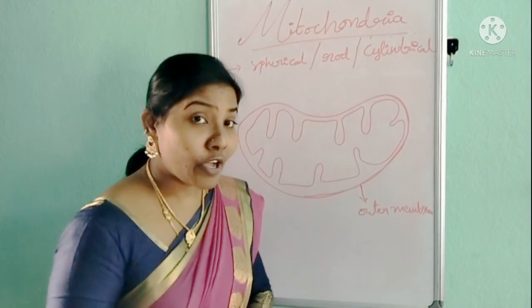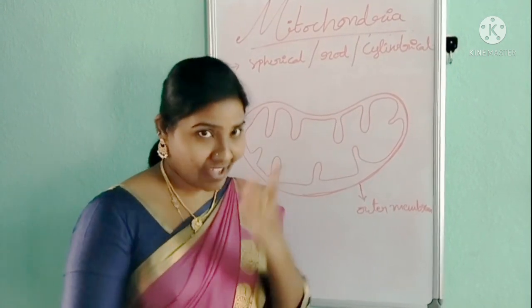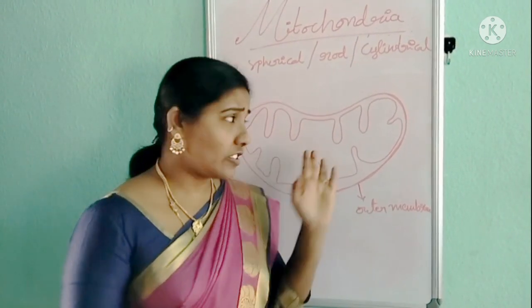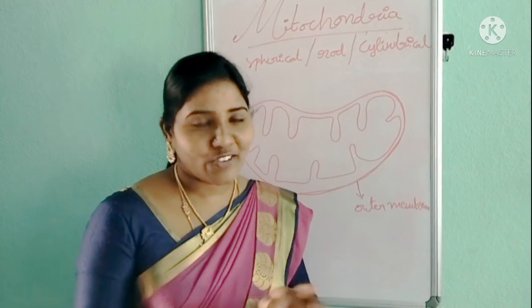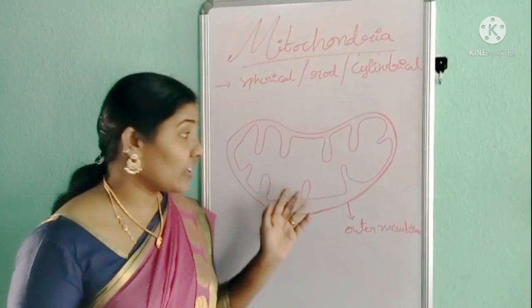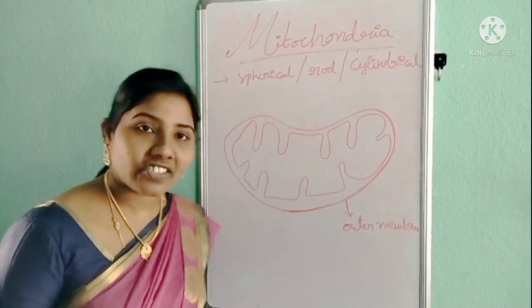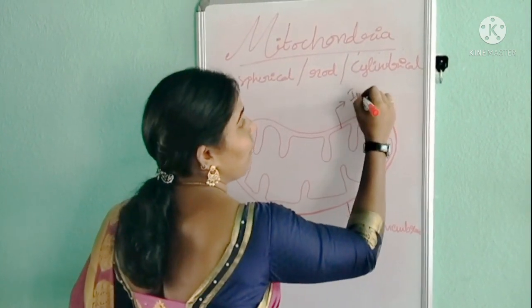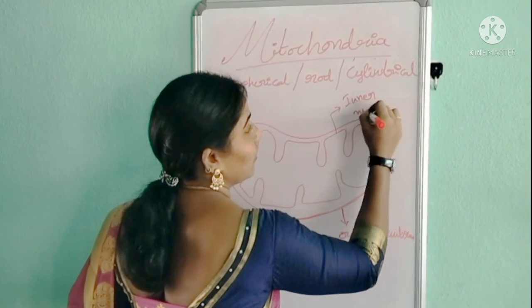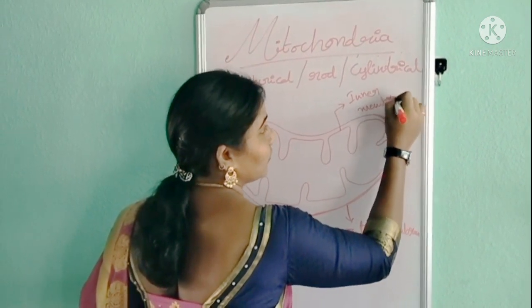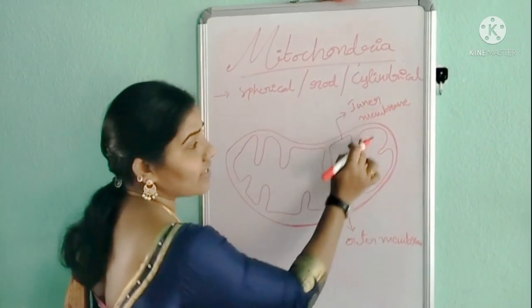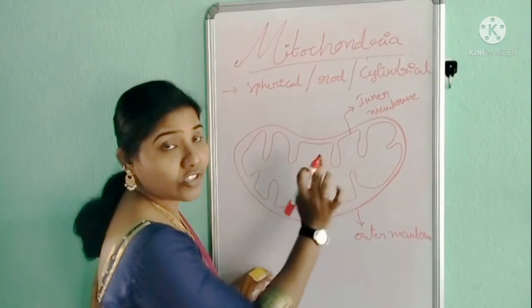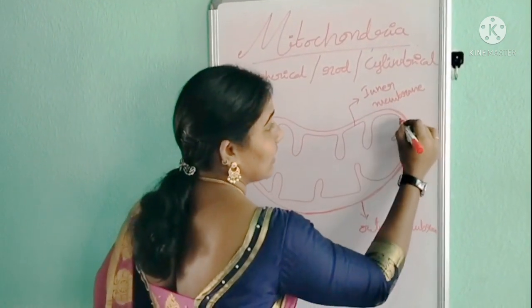Children, do you observe that these foldings look like our fingers? So these are called human fingers? No, just kidding. These foldings are called cristae. And this is called the inner membrane. It has so many foldings, and this structure is called cristae.